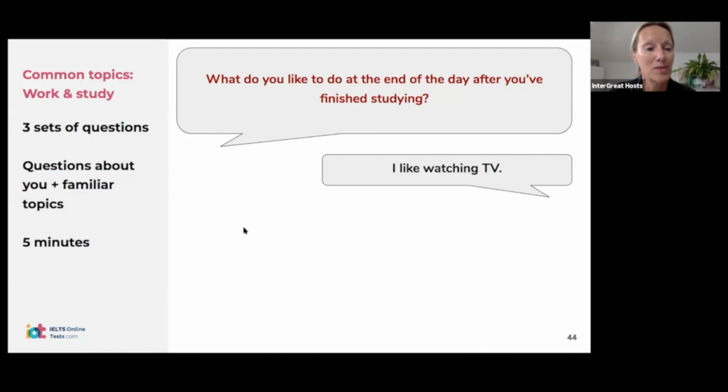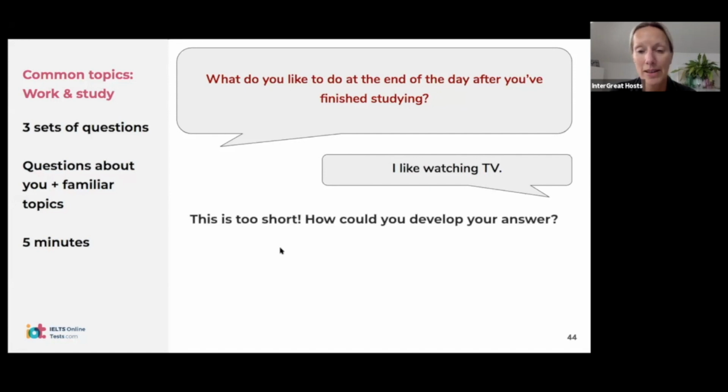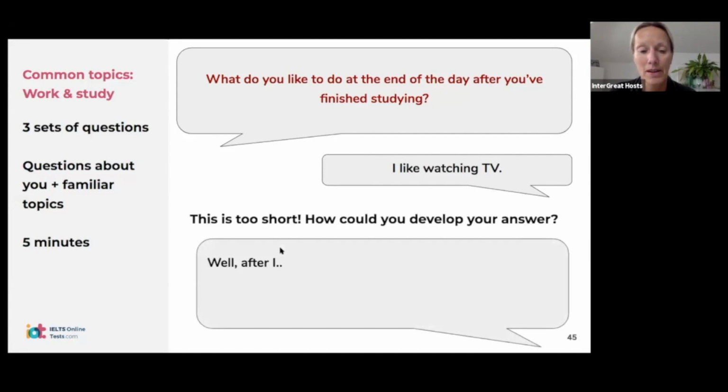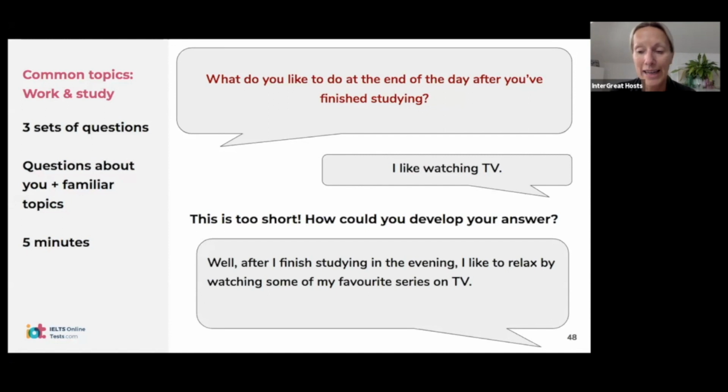I like to talk to my girlfriend. Oh, that's really sweet. I prefer to rest, have some rest at home. You can mention the series. That's a good idea. As I said, try and make your answer interesting. So I'll show you what we said here. "Well, after I finish studying in the evening, I like to relax by watching some of my favorite series on TV. It helps me unwind."